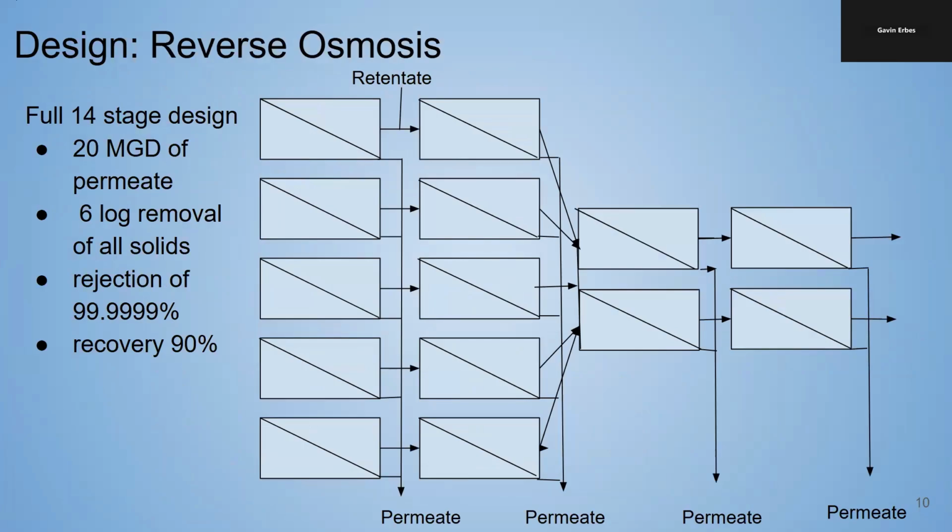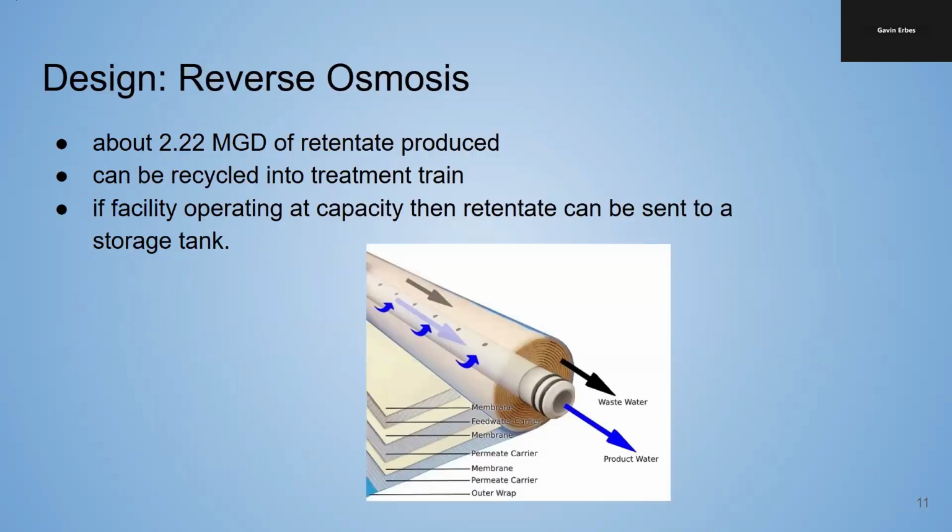Initially, we had 5 stages. Secondarily, we have 5, and then the last 2 drop down to 2. This is all anticipating 220 million gallons per day of permeate, a 6 log removal of all solids, a rejection of 99.9999% of all solids, and a recovery of 90%, which leads us to an influent of 22.22 million gallons per day. With that in mind, that's about 2.22 million gallons per day of retentate produced.